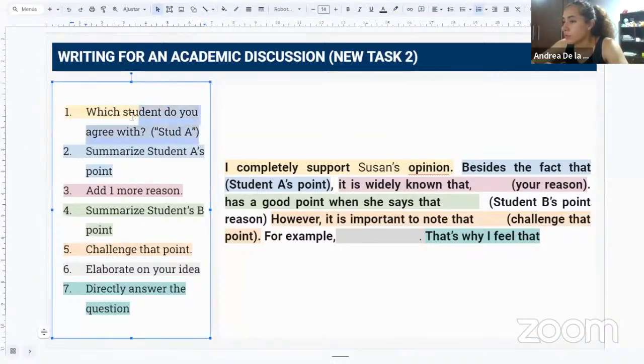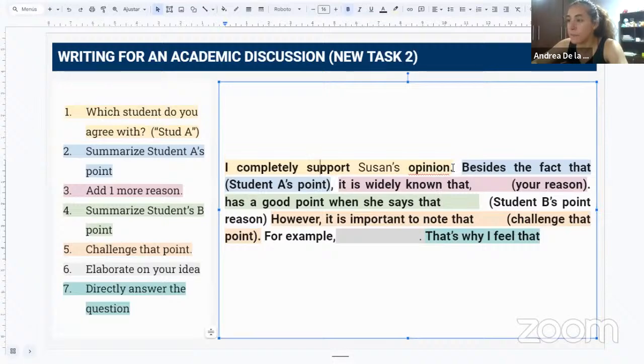So the first thing, as we were saying, that you guys have to do, the first element that you can see in yellow, is state which student you agree with, according to their opinions. So we're going to say, I completely support Susan's opinion. Okay, guys? And that's the first sentence.